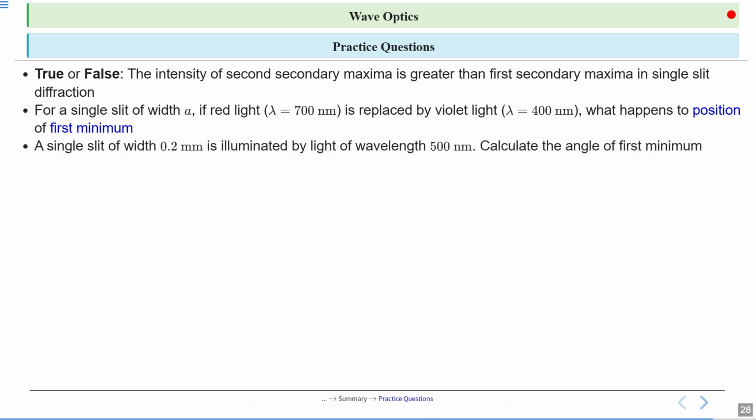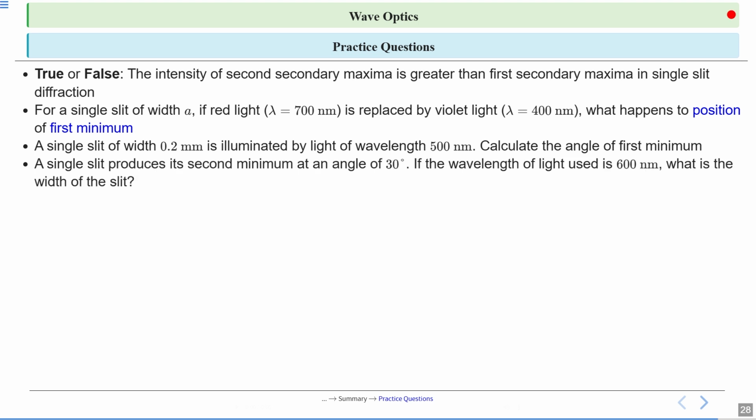Let's calculate the angle of the first minimum for a single slit of width 0.2 mm illuminated by light of wavelength 500 nanometer. Recall the formula for the angle of the first minimum. Substitute the values to find the angle. In this scenario, a single slit produces its second minimum at an angle of 30 degrees with a wavelength of 600 nanometer. We need to find the slit width. Solve for a using the given values.